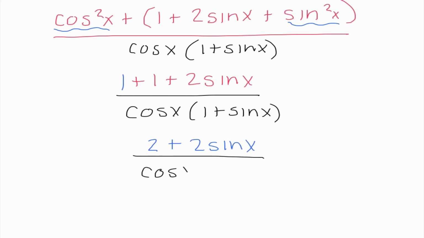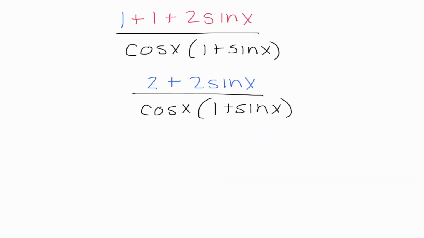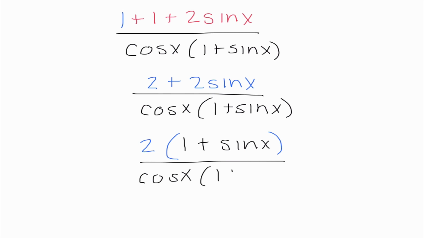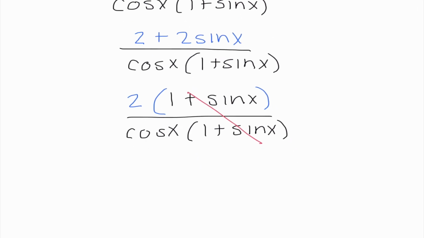And I'm still holding out hope here that we can factor it. If I have 2 plus 2 sine, I notice I have a GCF of 2, and I am left with 1 plus sine. And I'm getting really happy here because I notice that I have a 1 plus sine in the numerator and in the denominator, so I can cancel those out. So I have 2 over cosine. I know that cannot be my final answer, so I need to think. 1 over cosine is equal to secant, so my answer is 2 secant x.